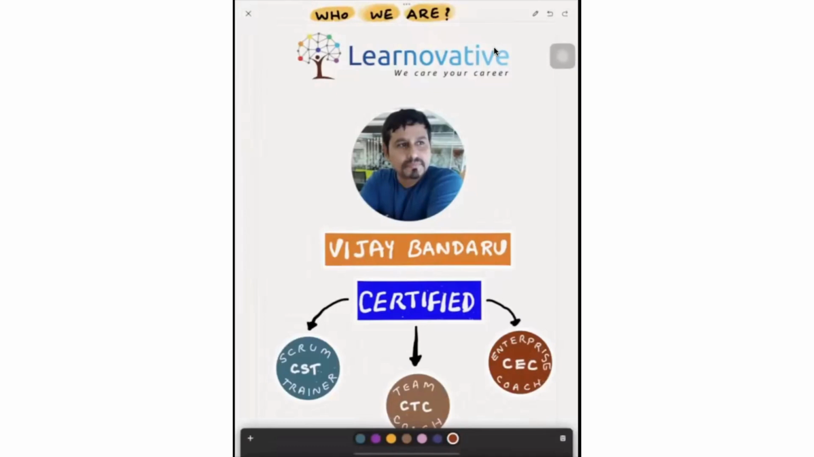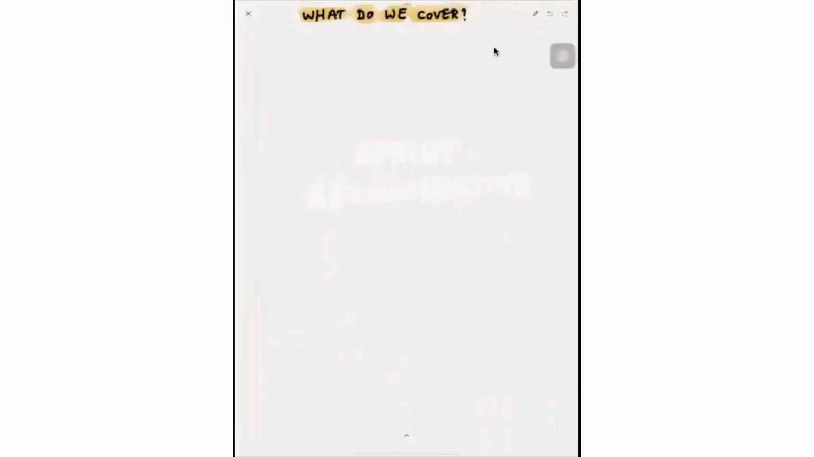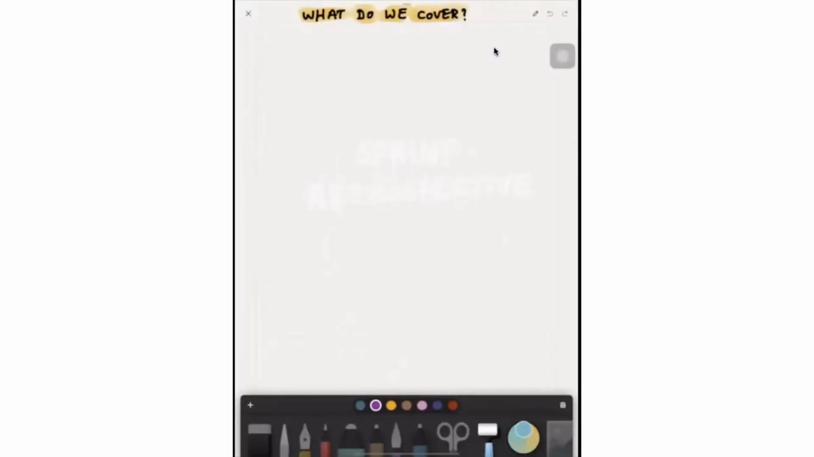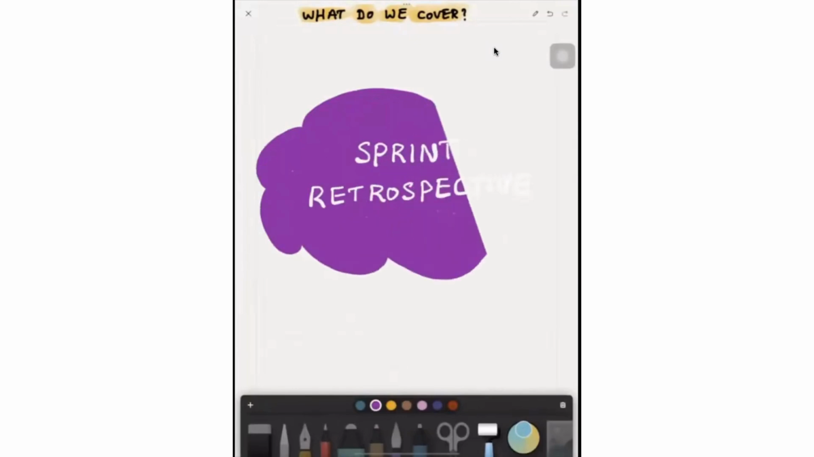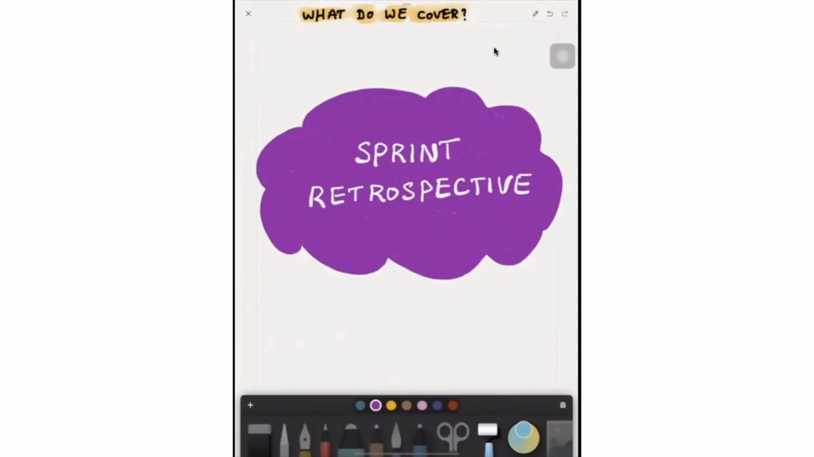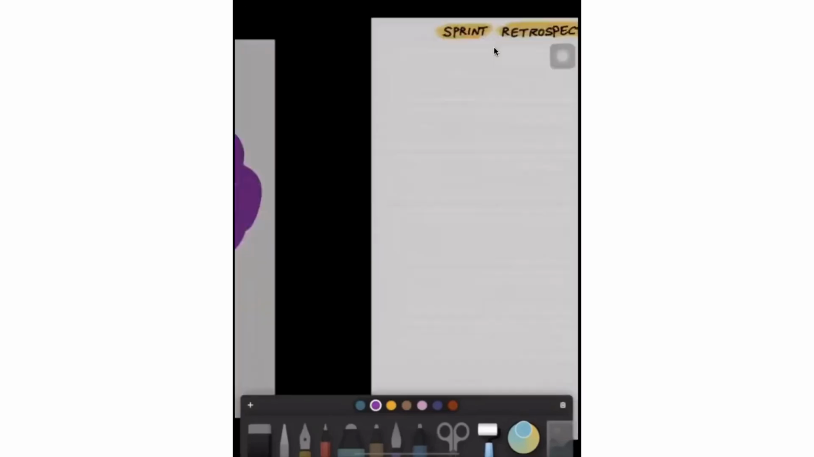Today in this video, we are going to cover Sprint Retrospective. So we'll be discussing what is retrospective purpose, what is a time box, who will participate, and what is the role of product owner, scrum master, developers, and stakeholders, some anti-patterns of the sprint review, and some tips to make the retrospective more effective. These are the agenda points for today.